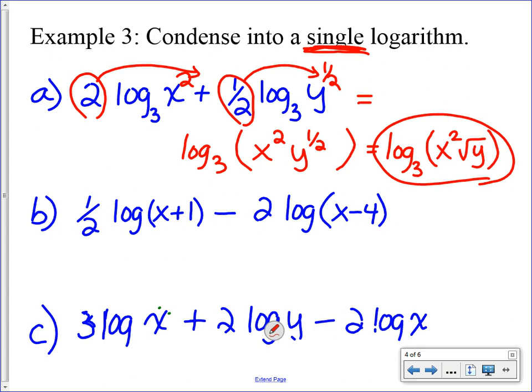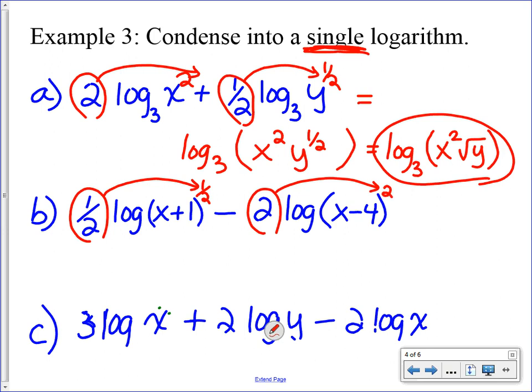Okay, so we're going to do the same thing in the next example. Start with those constant multiples, and you want to move them to exponents. So we have 1/2 times log of x plus 1. We're going to move that 1/2 to an exponent. Minus 2 times log of x minus 4. We're going to move that 2 to an exponent.